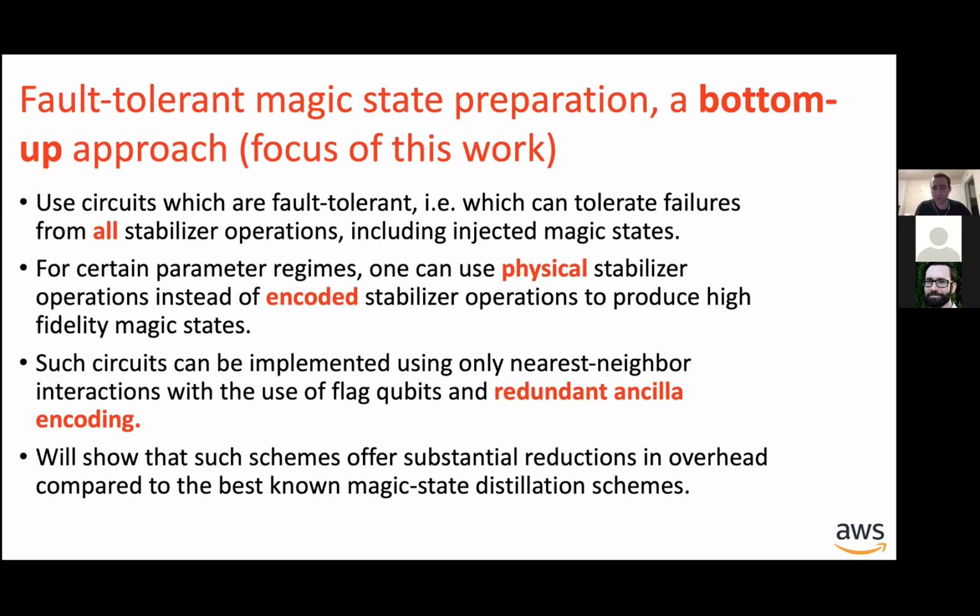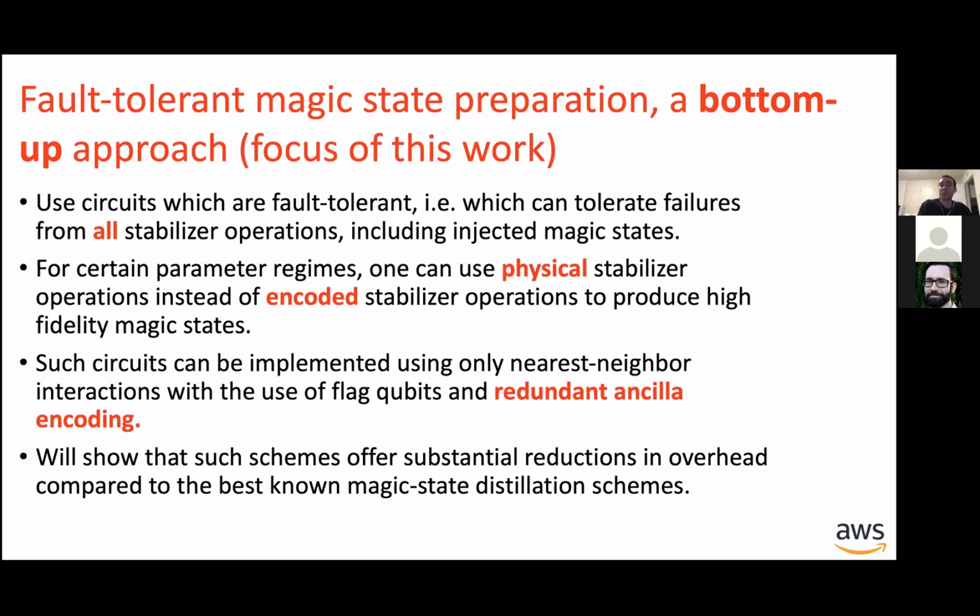And so magic state distillation is a top-down approach, right? Because we don't care about the fault tolerance of our stabilizer circuits. We just say, look, it doesn't matter if the circuit's not fault tolerant, as long as it can detect errors from these noisy magic states, we're going to encode our stabilizer operations in a large error correcting code. And so we won't have to worry about failures in those stabilizer operations.